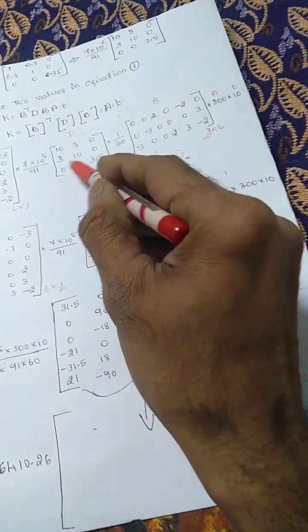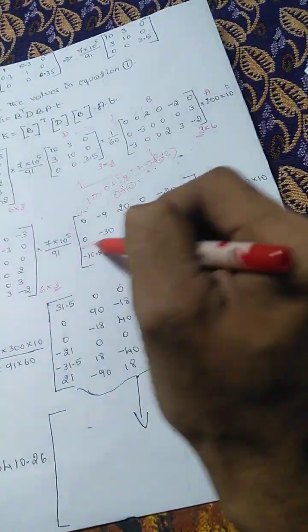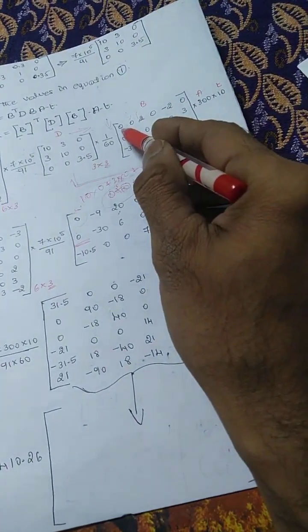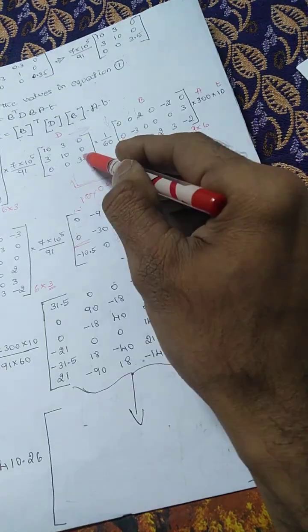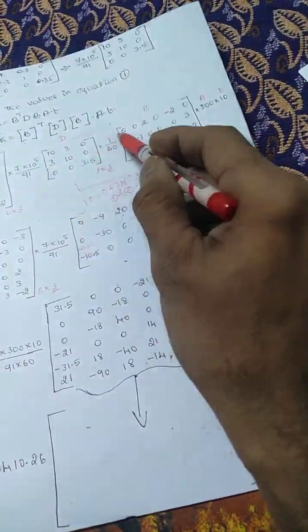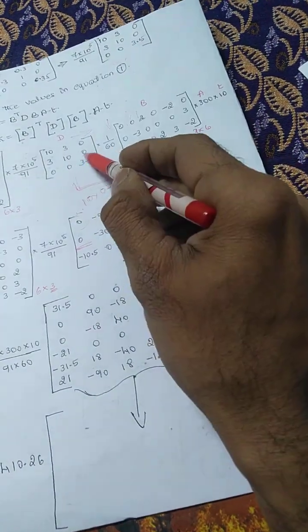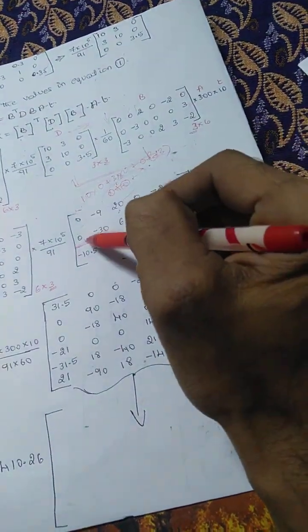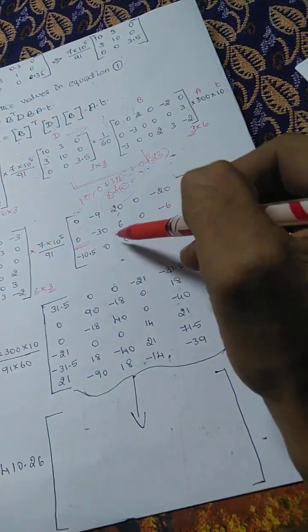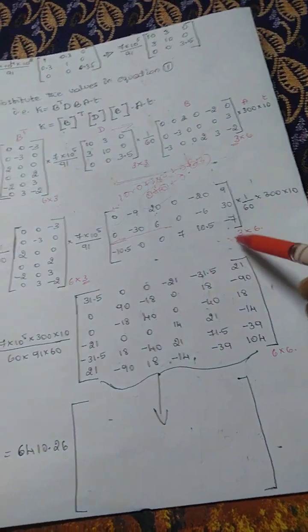Okay, and next for this second row, 3 into 0 is 0, 10 into 0 is 0, 0 into minus 3 is 0. So 0 plus 0 plus 0 is 0. Next, for this one similarly, this into this, next this second one, for the second row. And for the third row similarly you have to carry out, you will get this table.